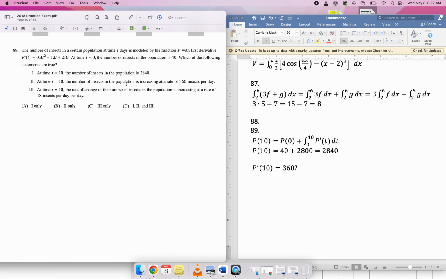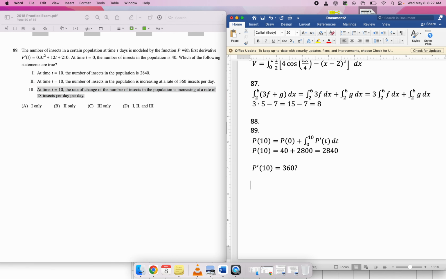So if I were doing this on a real test, I would just be like, it's D, because 1 and 2 are both true. If you had time and you wanted to check your answers, you could also look at statement 3, like, is statement 3 also true? Well, let's check. At time t equals 10, the number of insects in the population is increasing at a rate of 18 insects per day. Okay, the rate of change is increasing. That's talking about the derivative of the derivative.